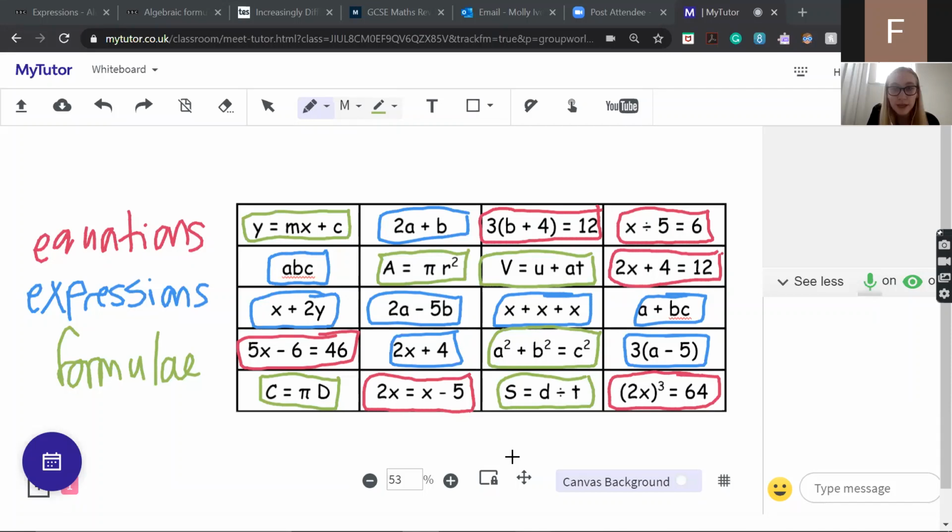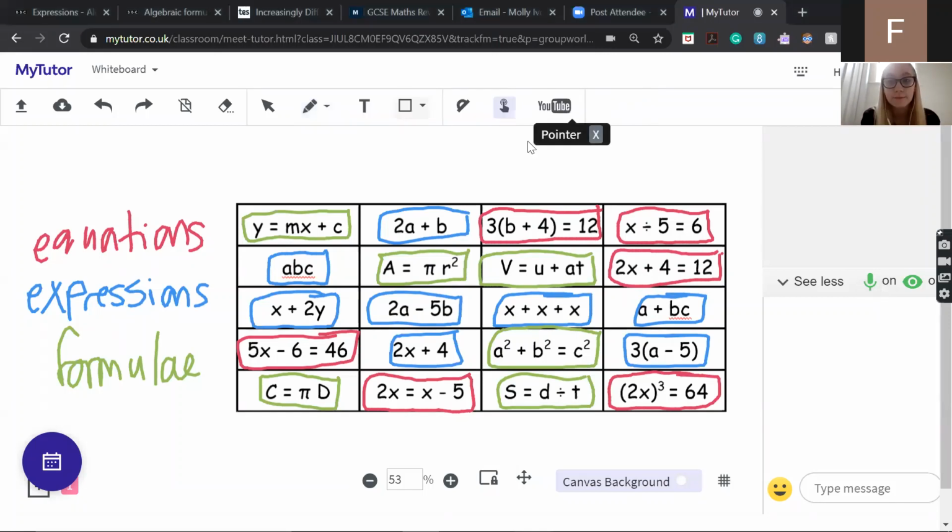What's the difference between a formula and an equation? The difference between a formula and an equation is that an equation will only have one unknown. It's something that you can solve. So let's take a look at this equation. We can work out what B is, and there's only one possibility for B, it's going to be 0. You can fiddle around with it and work that out yourself.